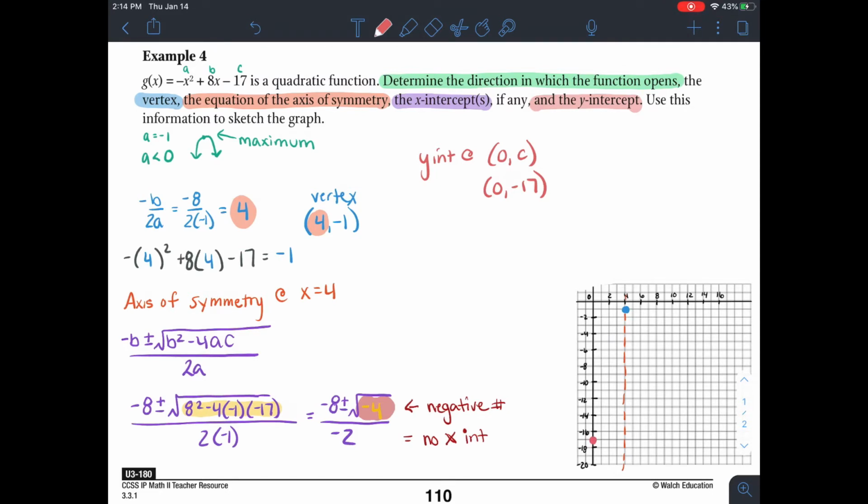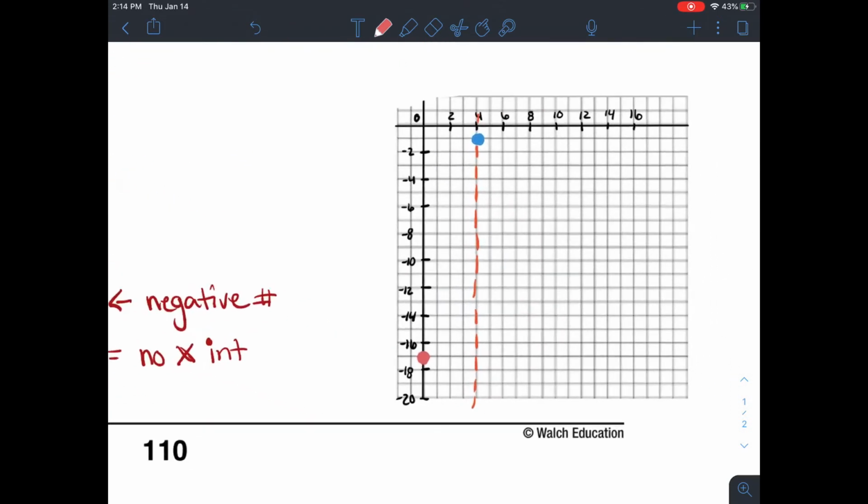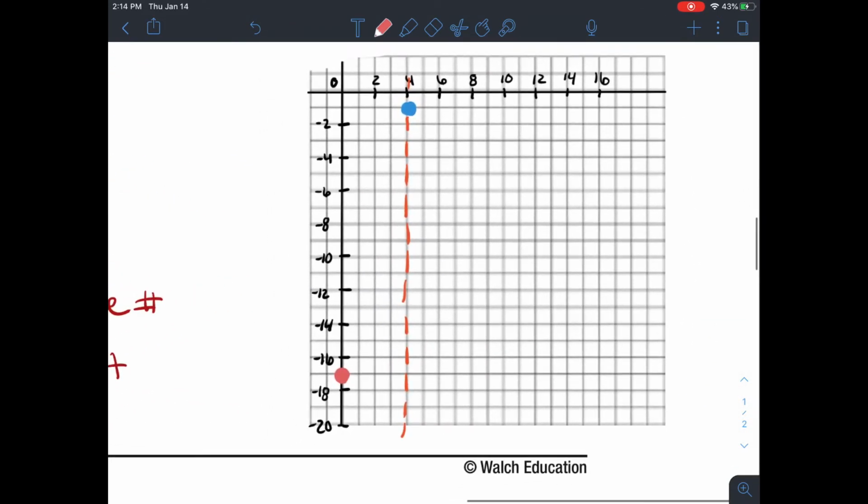We have no x-intercepts, which makes sense because we know our graph is going to open down from our blue vertex and go through our y-intercept. So we'll zoom in on our graph. This isn't very much information to make our graph from, so that's why we're going to use that axis of symmetry.